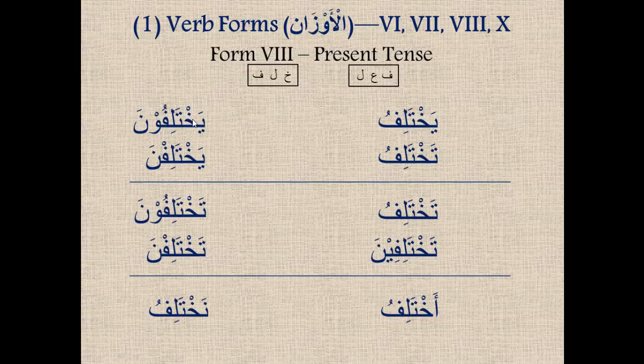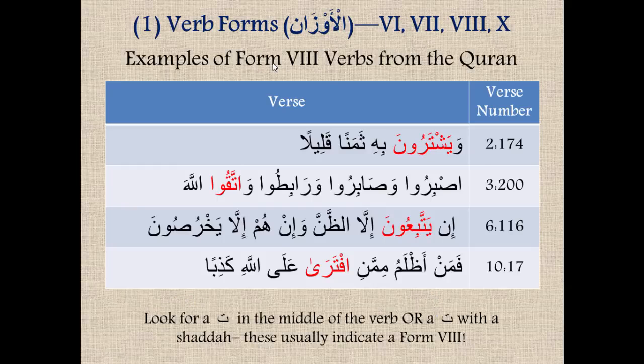So again, pay attention to the characteristic ta found in the middle of the verb between the first and the second radicals. That ta is the main characteristic of the Form 8 verb. Form 8 is fairly common in the Quran. Unlike Forms 6 and 7, which tend to be a bit more rare, Form 8 you find all over the place.